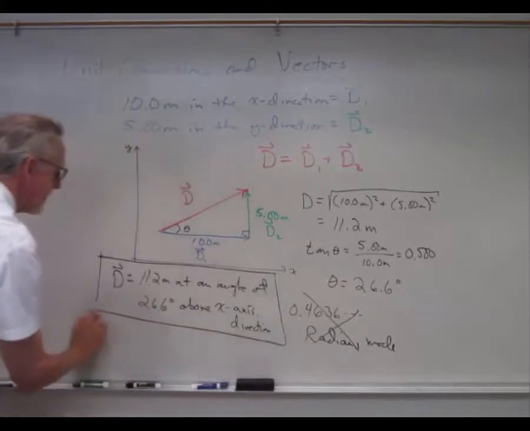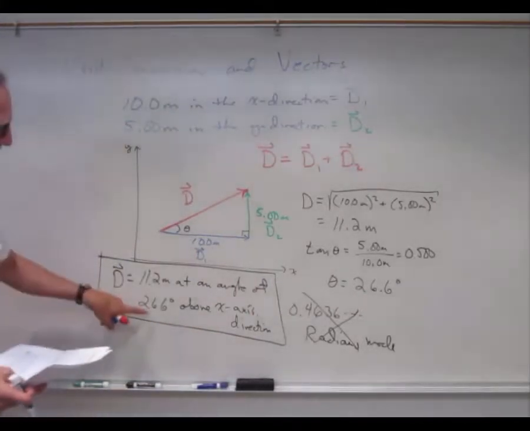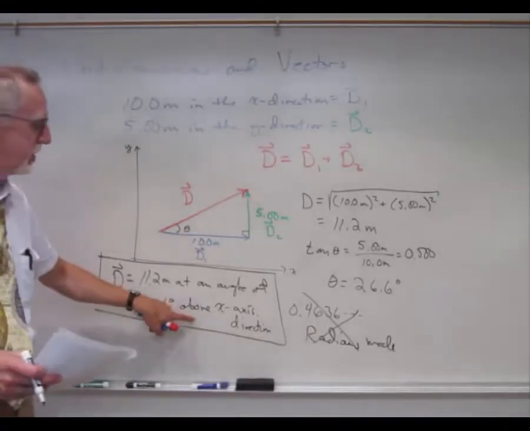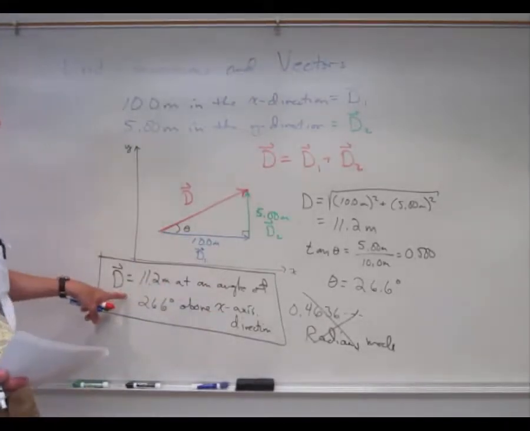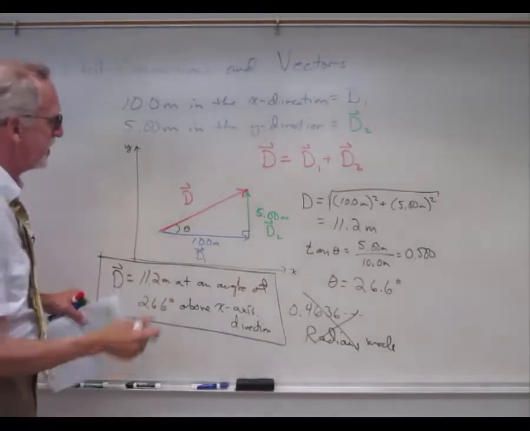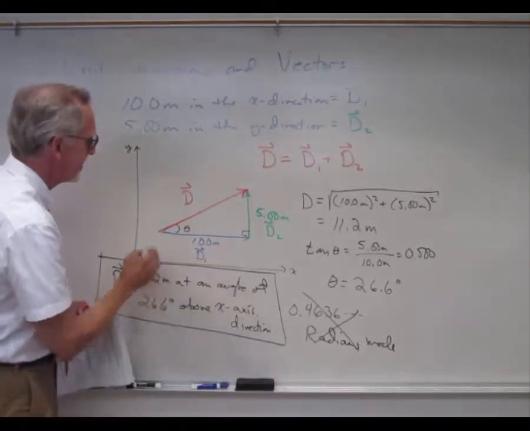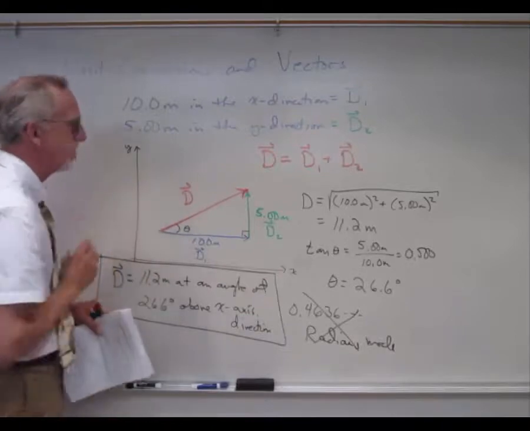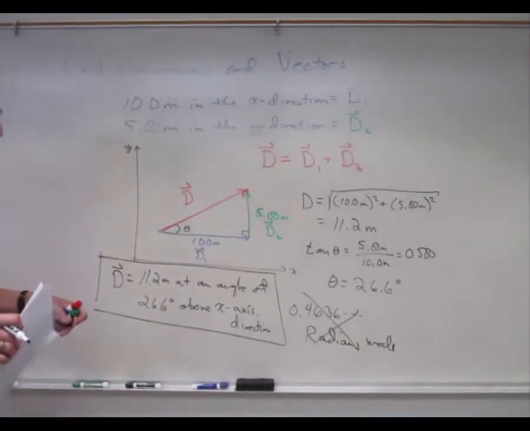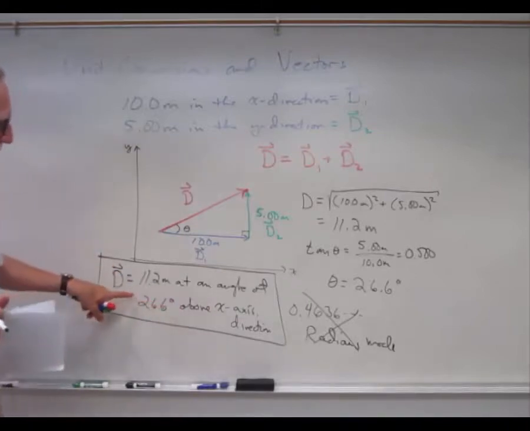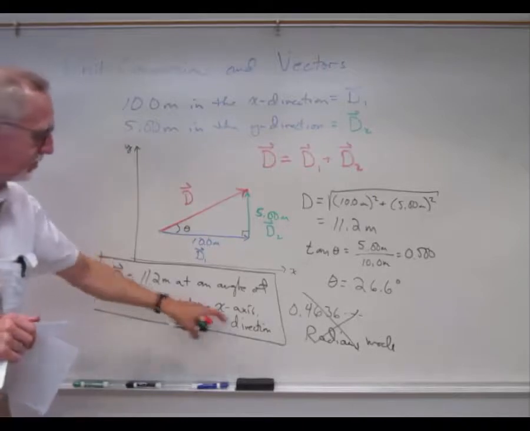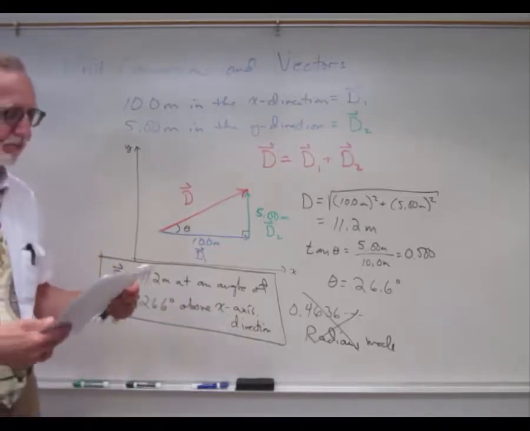We've got to make sure that not only do we give the angle, but we say what the direction is relative to an axis. So this is above the x-axis. If we just said 26.6 degrees, we don't know. Does that mean 26.6 degrees below the x-axis, or 26.6 degrees from the y-axis, or what? It's not clear exactly what the orientation is. So we've got to make sure that we give that orientation relative to the particular axis.